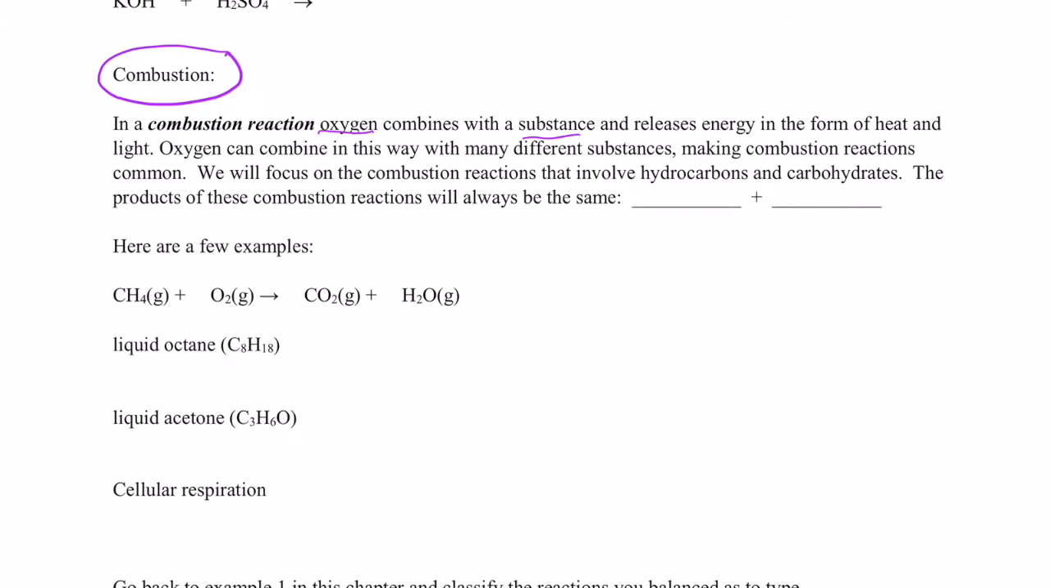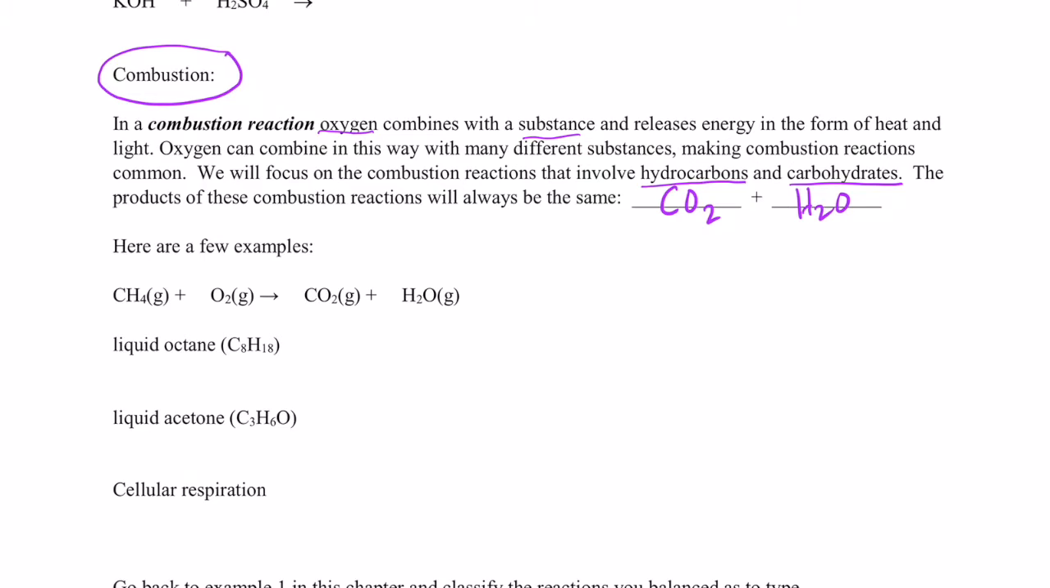Now, oxygen can combine in this way with many different substances, making combustion reactions pretty common. But we're going to focus on those reactions that involve hydrocarbons. So that would be compounds that consist of hydrogen and carbon, and carbohydrates, which consist of carbon, hydrogen, and oxygen as well. Now, the products of combustion reactions of this type are always the same. We're always going to make carbon dioxide and water. It's that simple. Any combustion reaction involving a hydrocarbon or a carbohydrate will produce CO2 and water.